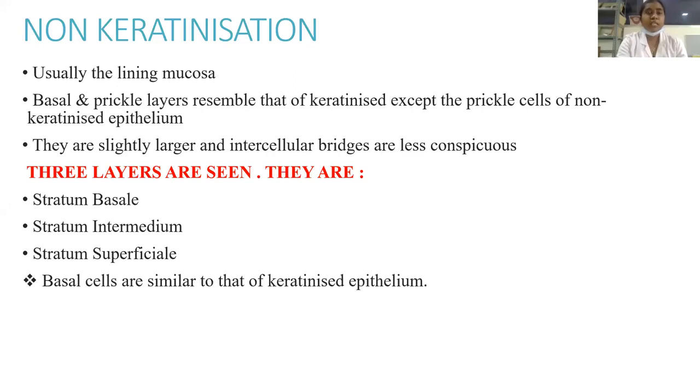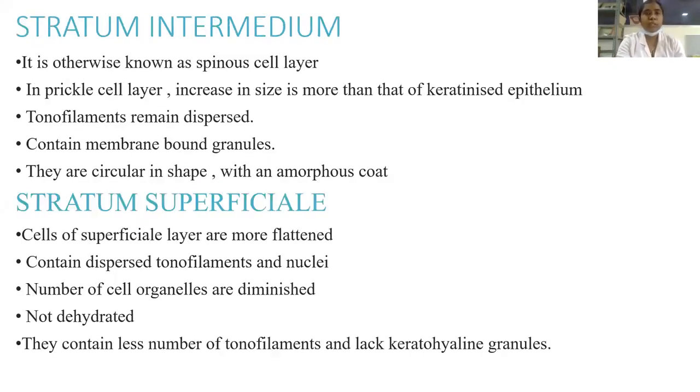Then comes the non-keratinized epithelium. It is usually the lining mucosa. Basal and prickle cell layers resemble those of keratinized epithelium, except the prickle cells of non-keratinized epithelium are slightly larger and intercellular bridges are less conspicuous. Three layers are seen in non-keratinized epithelium, which are stratum basale, stratum intermedium, and stratum superficiale. Basal cells are similar to those of keratinized epithelium, so no need to explain here.